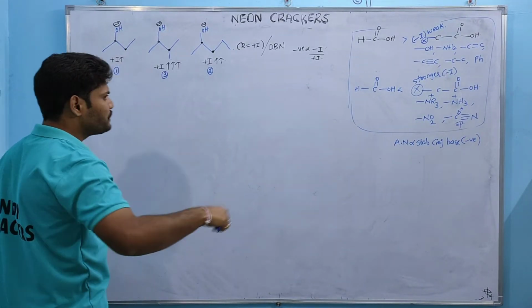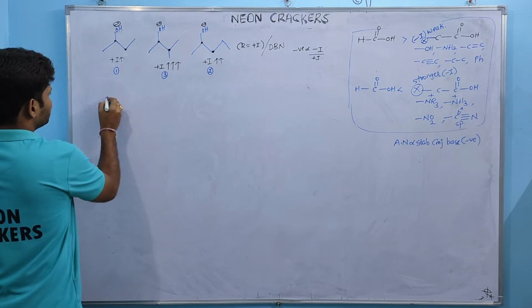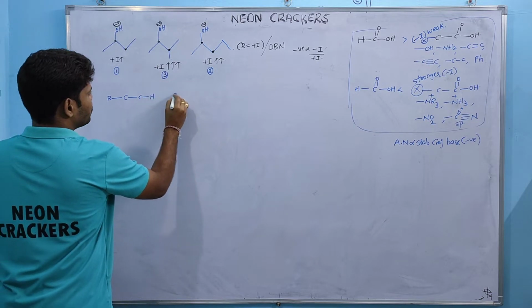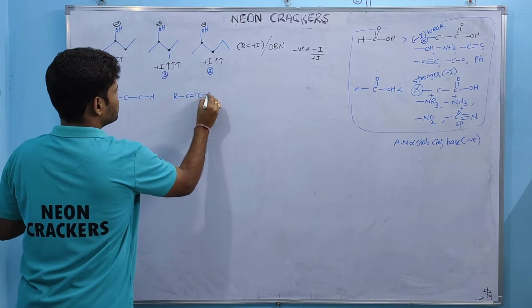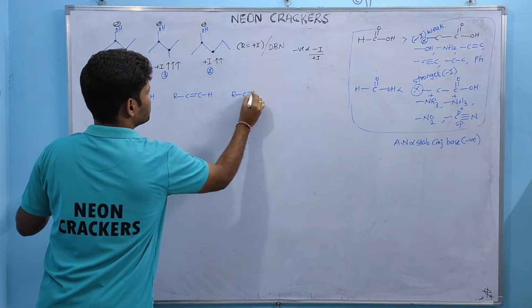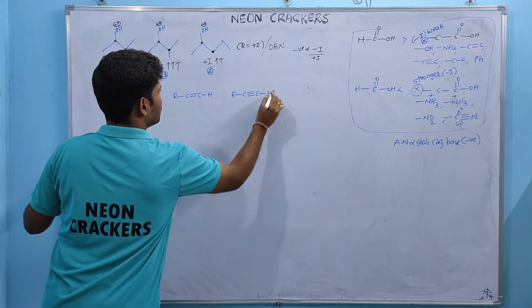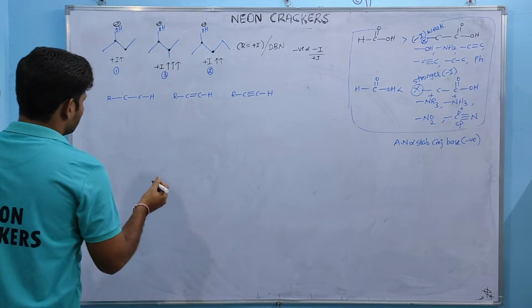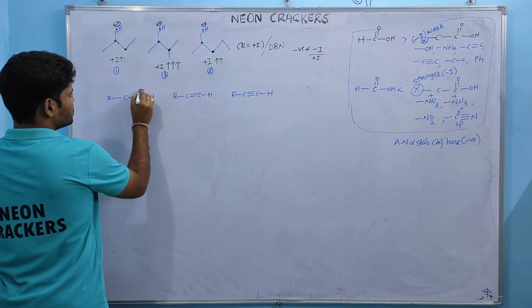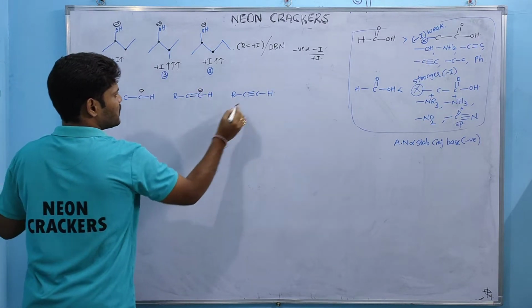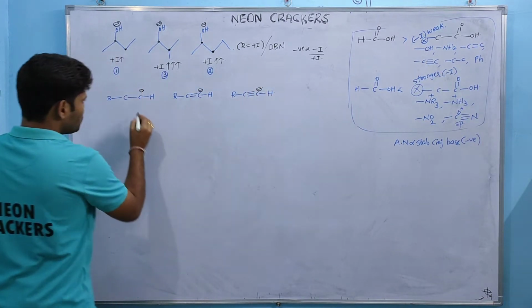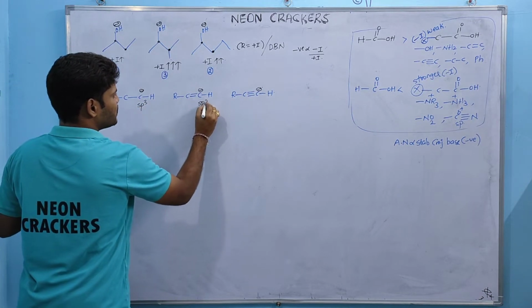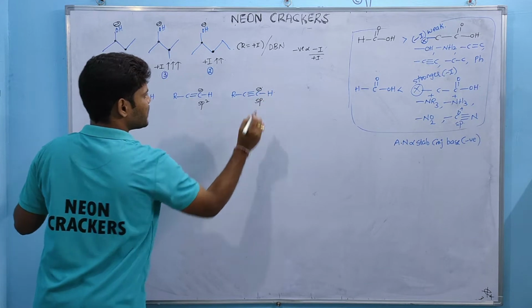And with respect to hybrid orbitals, how do we find the acidic trend? For example, we have a C-H bond. The next one is C double bond CH. The next one is R C triple bond CH. Now compare the stability or acidic nature. Remove the proton, and each becomes C minus. What is the hybridization? This carbon is sp3, this carbon is sp2, and this carbon hybridization is sp.